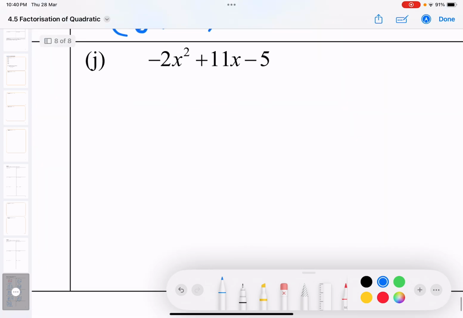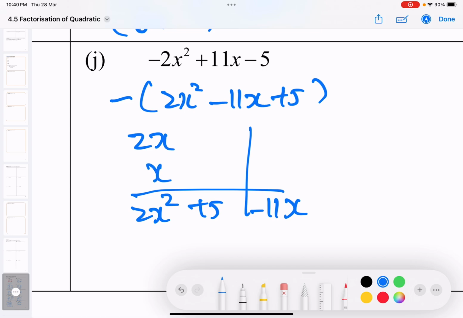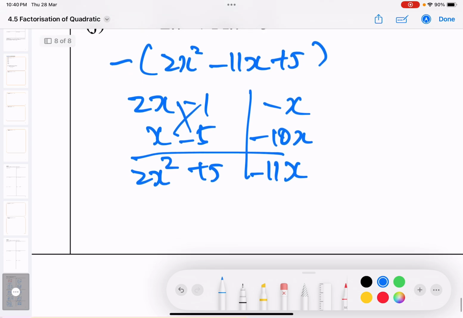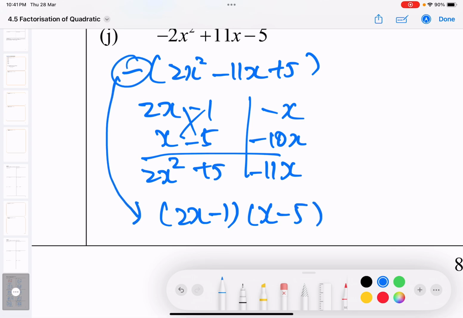Alright, so very quickly, let's do this. Factorize out the negative. 2x squared minus 11x plus 5. Let's factorize this. 2x squared plus 5 minus 11x. So 2x, x, let's have 5. 1 times 5. 10x, x times 1 gives me x. If both are negative, I am going to get my answer. Okay, so this factorized form, 2x minus 1, x minus 5. But don't forget the negative sign at the start.